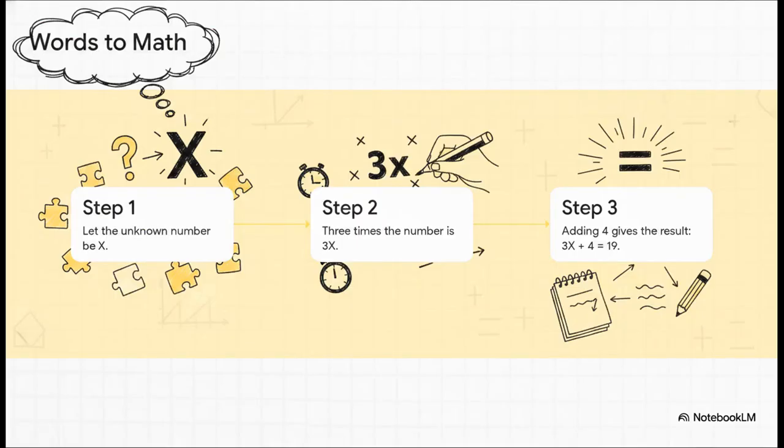Now, how do we actually build one of these machines from scratch? Let's translate a real-world sentence into math, piece by piece, just like we're writing it out in our notebook. Our source poses this situation. If 4 is added to 3 times a number, the result is 19. Okay, let's see a quick trick for breaking this down. First, we name the mystery. Step 1, let the unknown number be x. Step 2, 3 times the number simply becomes 3x. And for step 3, we add 4, and that word result is our big cue to write an equal sign. So we get 3x plus 4 equals 19. Just like that, we've translated English straight into algebra.